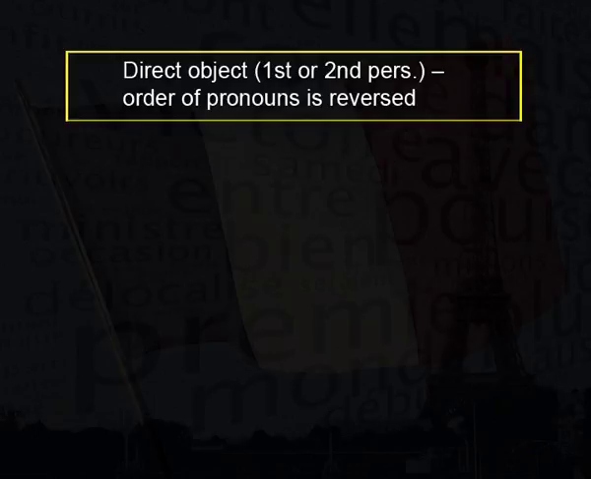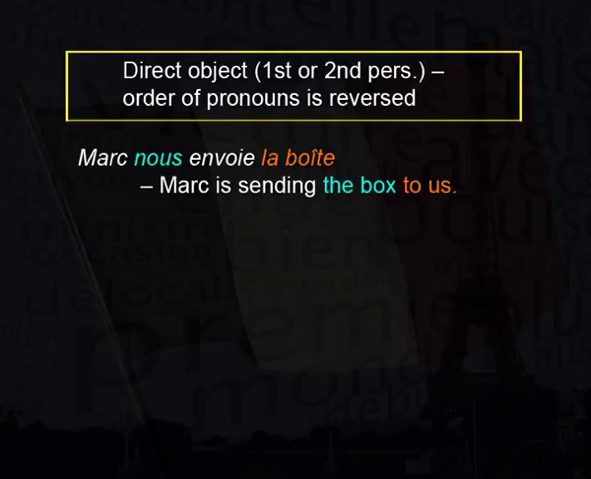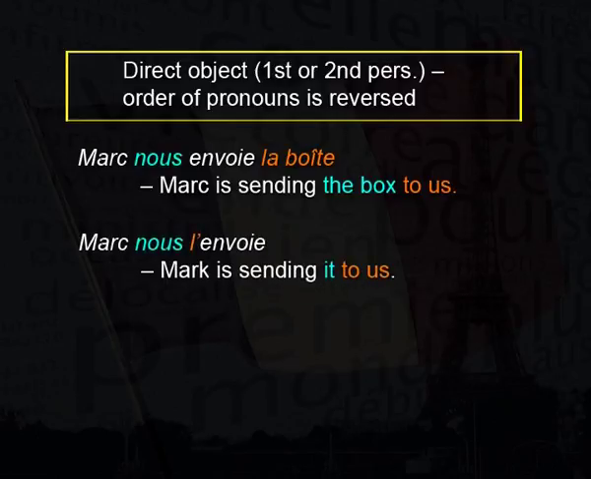But if the direct object is in the first or second person, the order of the object pronouns will reverse. COI will precede the COD. For example, Marc nous envoie la boîte. Marc is sending the box to us. Marc nous l'envoie. Marc is sending it to us.